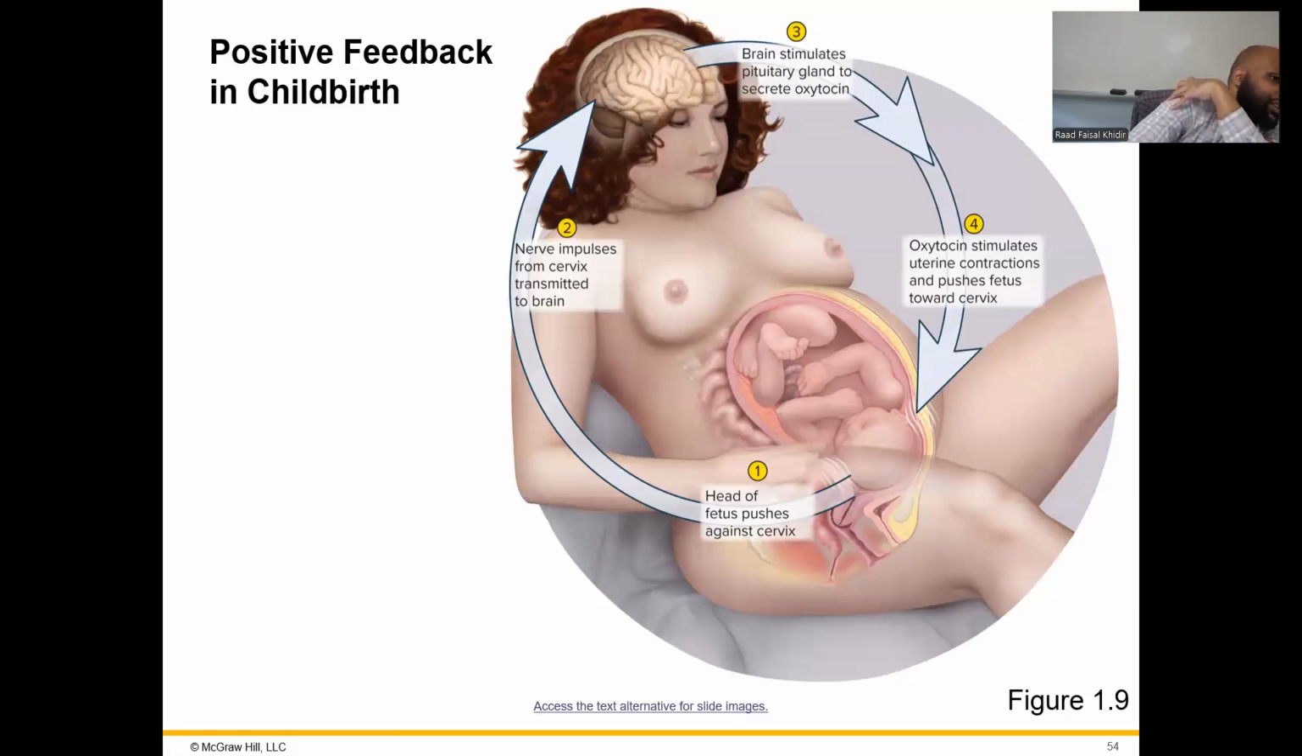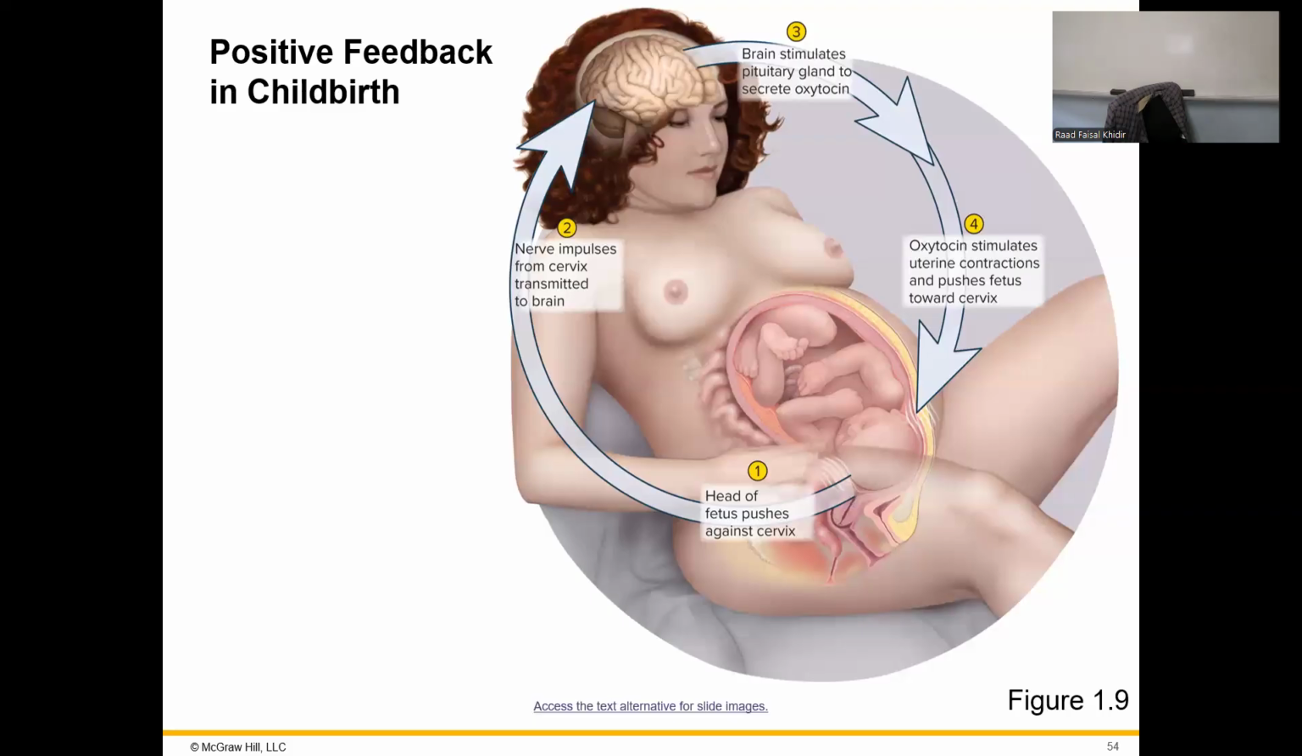The uterus is the one who pushes. So what is oxytocin doing? Oxytocin is telling the uterus, push. So the uterus is the effector. Who told the uterus to push? The hypothalamus. That's the integrator. How did the hypothalamus tell the uterus to push? Through oxytocin. So that's the output signal.